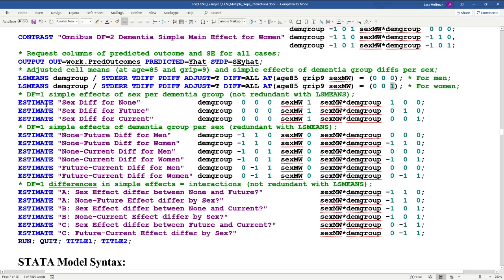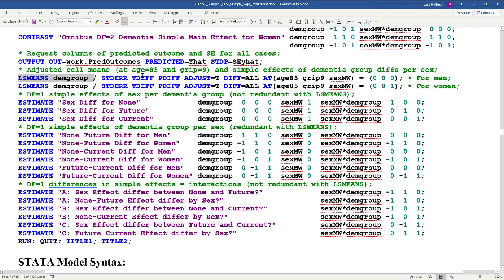So this is going to give me 3 means, 1 for each group for men, 3 means, 1 for each group for women. I am asking for all possible simple effect differences, as well as the standard errors and the t-values and the p-values that go with those differences. Oddly, some of those are not provided by default, even though you would need to report them.